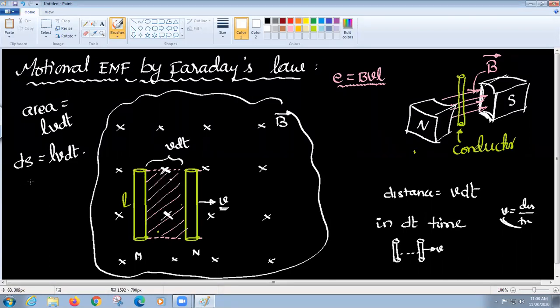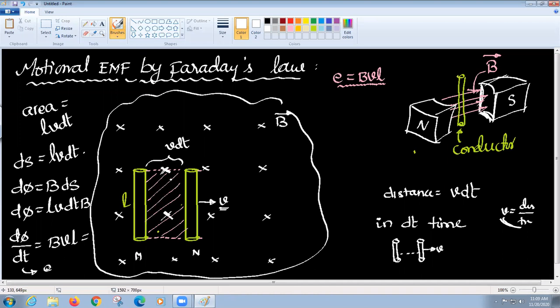What I know is this one I can say. So dφ is equal to B dS. Or I can say dφ is equal to, what is my B? My dS is equal to Lv dt, and my B is B. So end of the day, what we require is dφ/dt. So what is your dφ/dt now? BvL. And this dφ/dt is nothing but the induced EMF. So induced EMF is equal to, finally we obtain the same result, BvL, right?